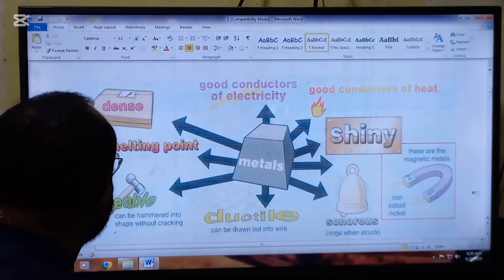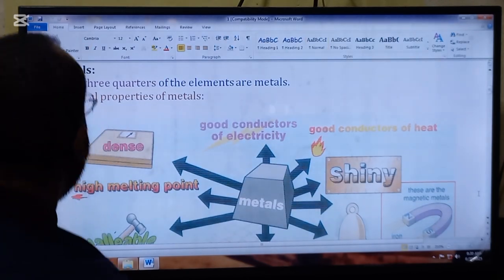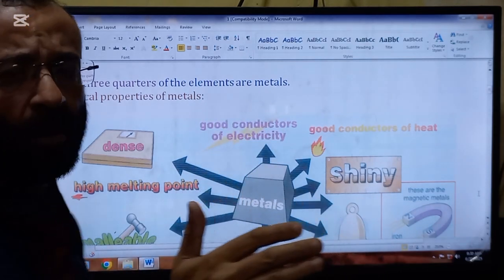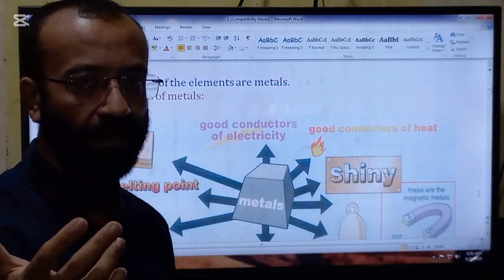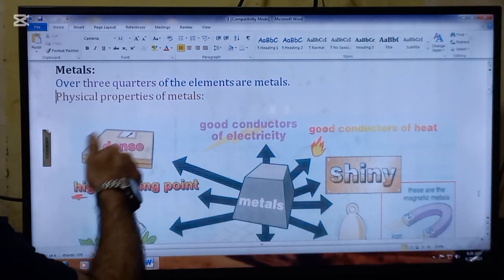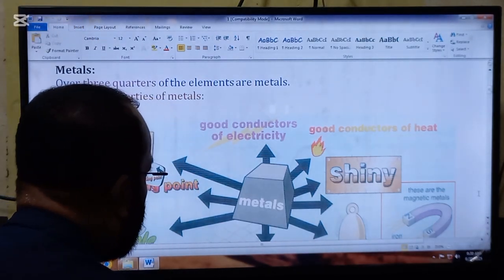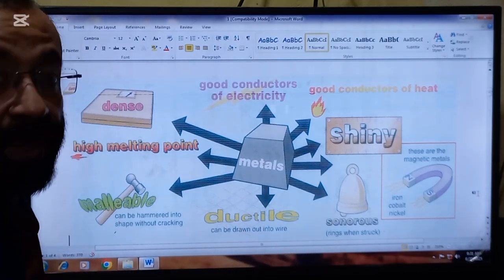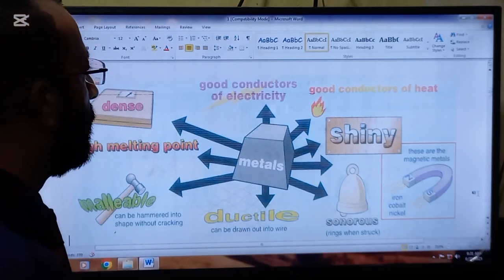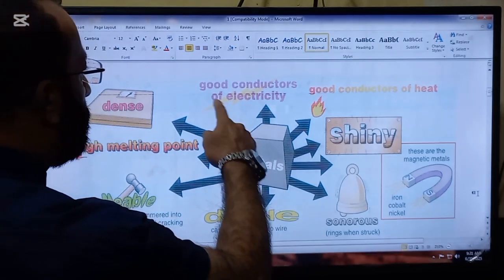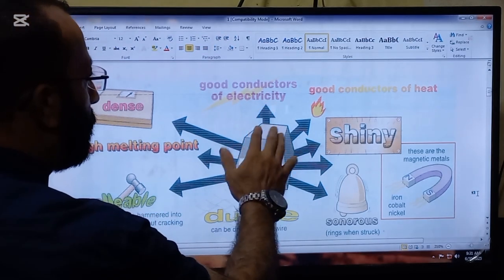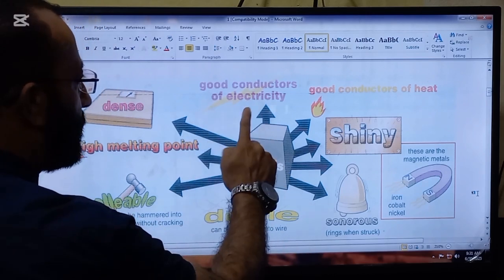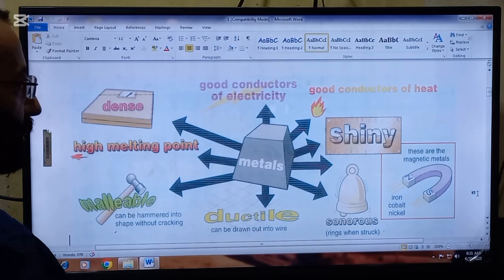So metals, concentrate yourself. Over 3/4 of the elements are metals. Almost 70 elements are metals. And the physical properties of metals are, so these are some properties which normally come in the paper. You have to remember them, you have to learn them. So look now, metals are good conductors of electricity. So electricity passes easily through metals. So this is one property, that is metals are good conductors of electricity.